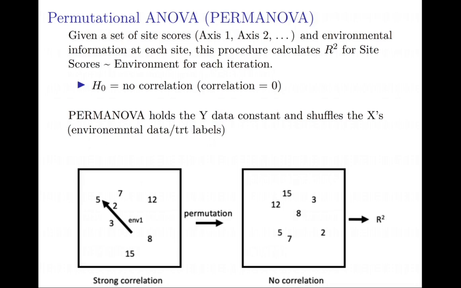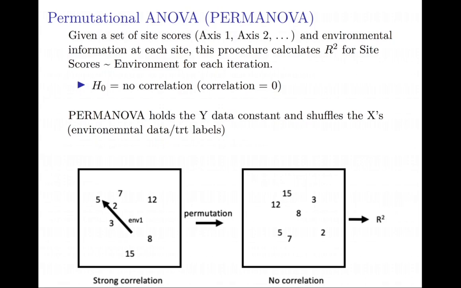And so say your actual data looks like the picture on the left with a strong correlation, where your environment 1 predictor is sort of positively pointing towards the top left corner. What would happen is that you would run a permutation where you hold your community data, or your Y matrix, constant, and you shuffle your group labels or all your environmental data, and then it would rerun the nMDS to find out what the correlation is between all of your communities and your site level variables, and it would calculate an R-squared.